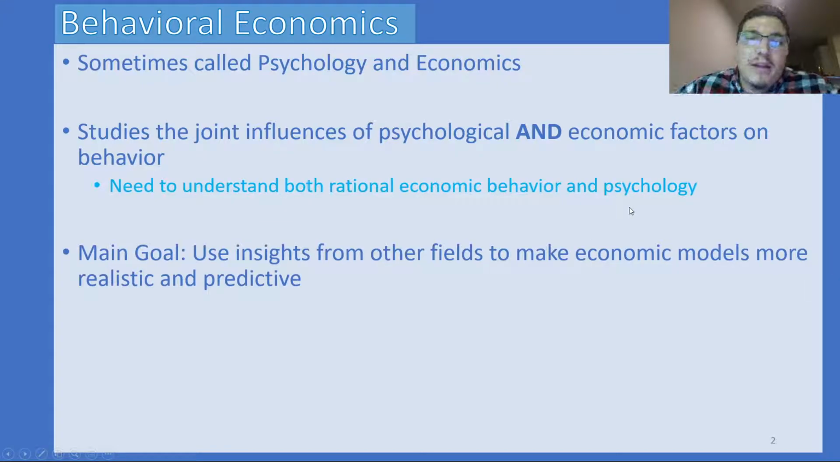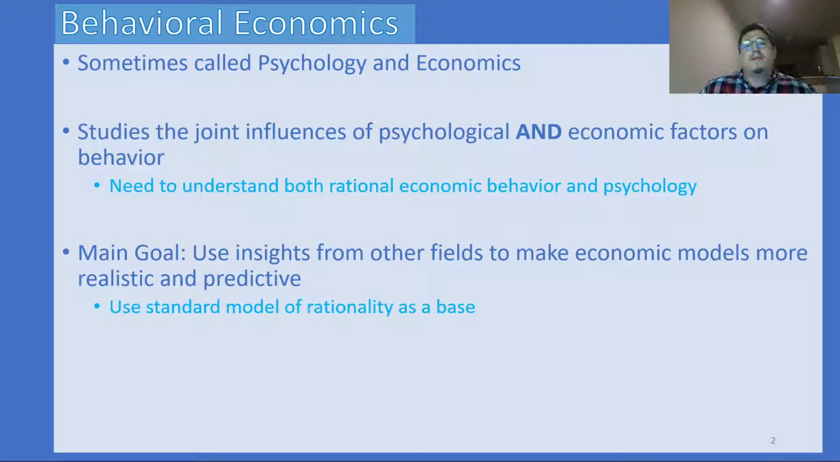So the main goal of behavioral economics is to use insights from other fields to make economic models more realistic and more predictive. And primarily we pull from psychology, but we also have pulled material from marketing. Context effects comes from there, as well as sociology. And there's been other fields that I'm sure we've pulled from that I'm unaware of.